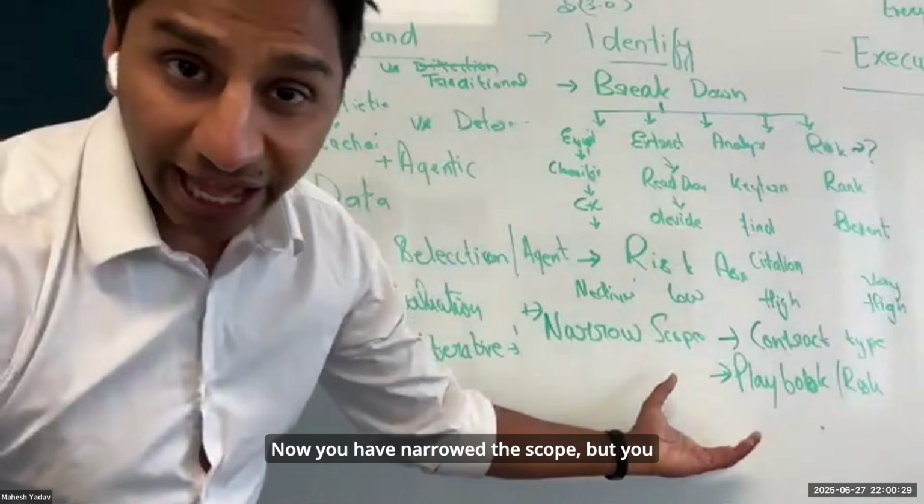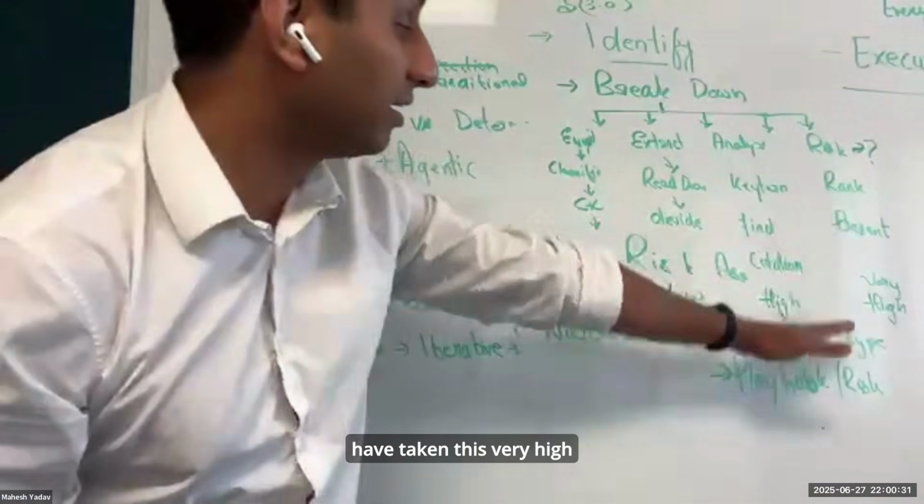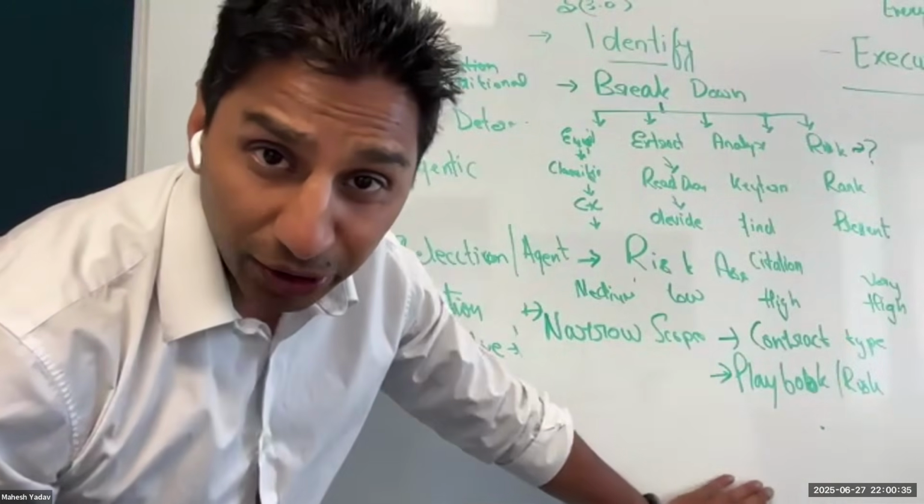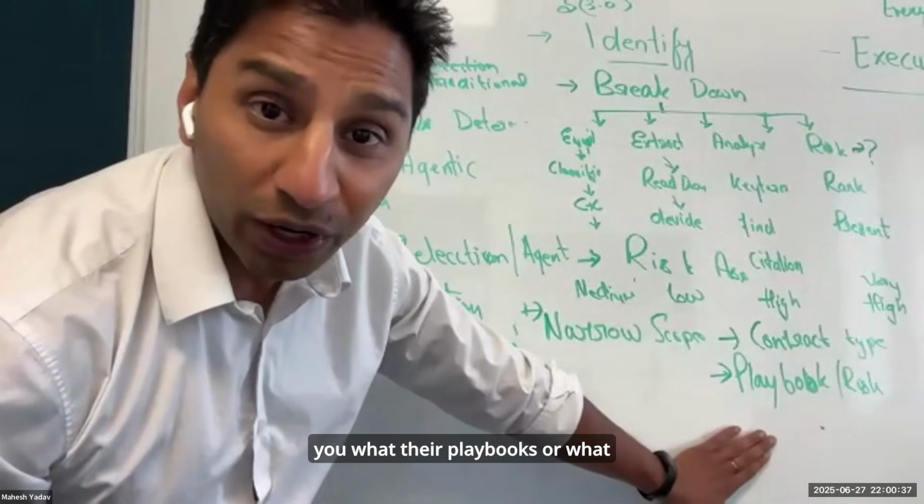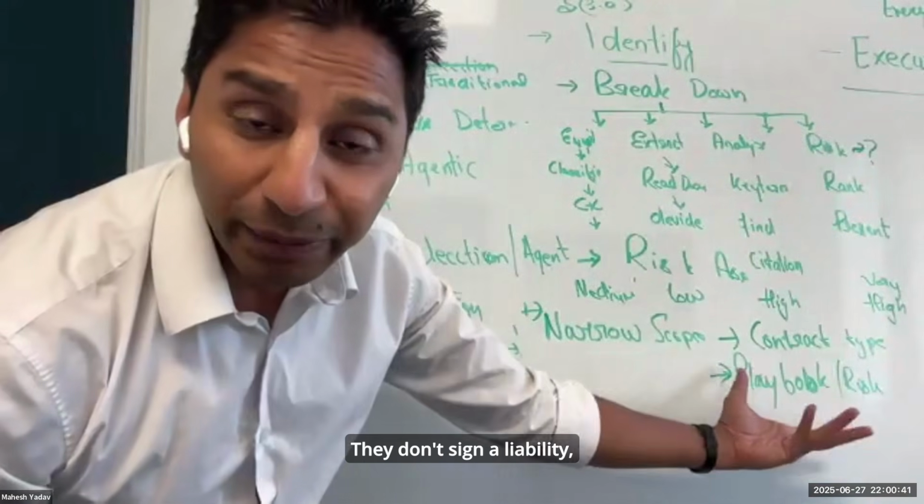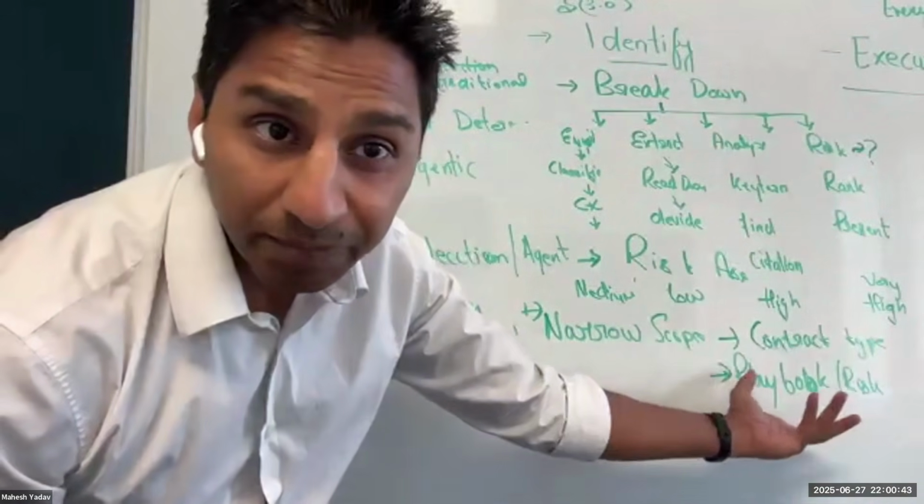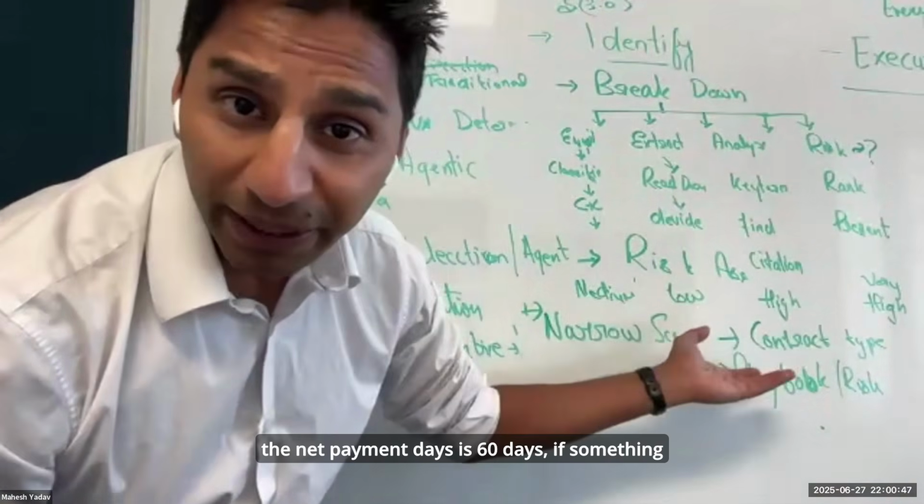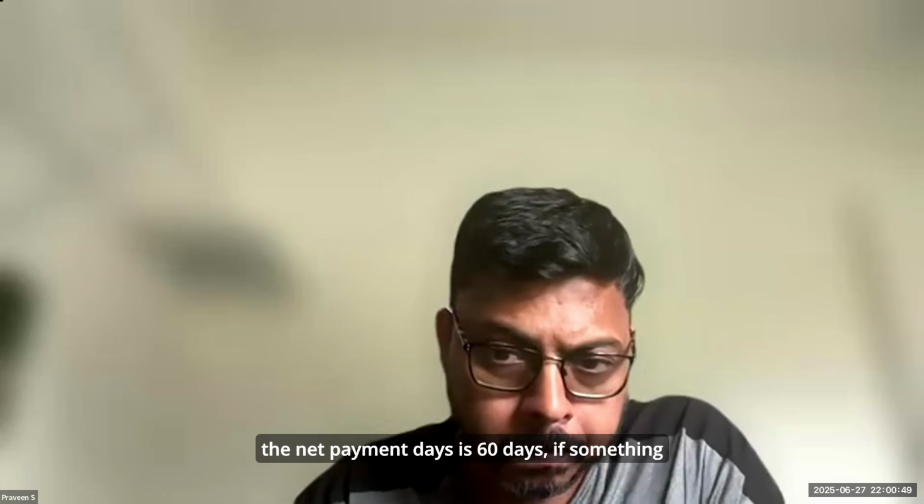Now you have narrowed the scope, and you have taken this very high risk down to a small risk, because the user is telling you what their playbooks or the rules they follow are. They don't sign a liability maybe of more than $1 million. Maybe their net term has to be that the net payment days is 60 days.